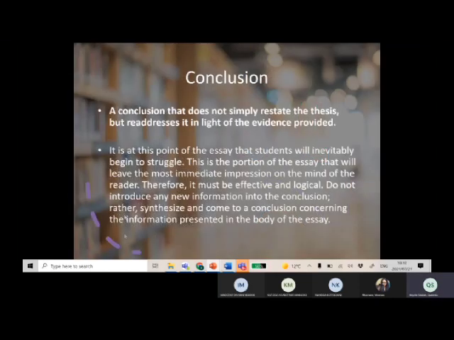Then, of course, the conclusion that does not simply restate the thesis, but readdresses it in light of the evidence provided, right? So here you simply restate your thesis and summarize the evidence that you provided in your expository essay. It is at this point of the essay that students will inevitably begin to struggle. This is the portion of the essay that will leave the most immediate impression on the mind of the reader. Therefore, it must be effective and logical.